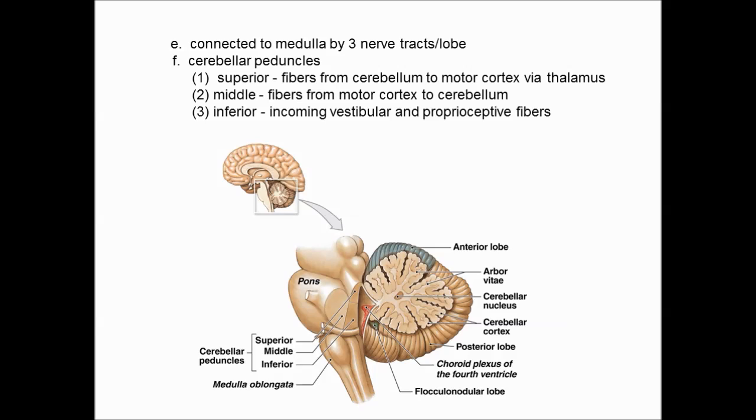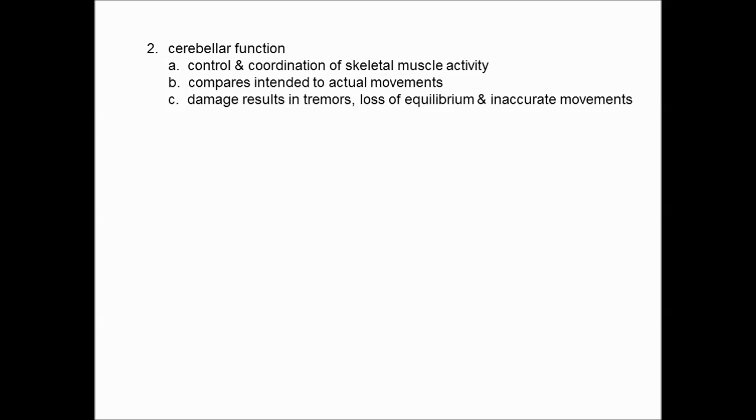So the cerebellum receives information from the motor cortex on what's wanted, information from the muscle on what's going on, and then it makes minute changes and sends that up to the motor cortex to change what's going on. So that's the integrating center of our muscle activity. Controlled coordination of muscle activity compares intended for actual.